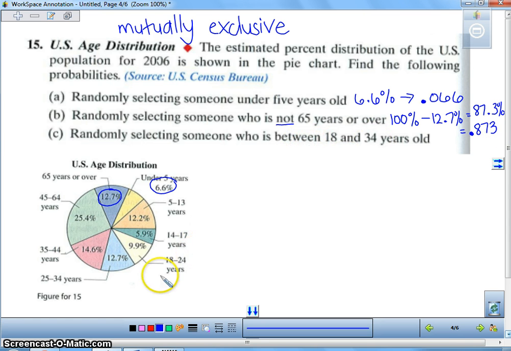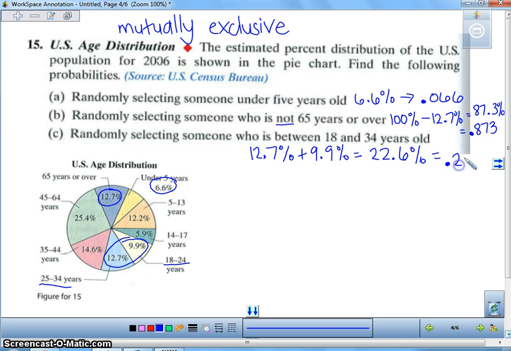Last question, between 18 and 34, well, this is 18 to 24. This is 25 to 34, so we need these two together. So let's add those two together. 12.7% plus 9.9% is 22.6%. And we'll give our answer as a decimal, 0.226.